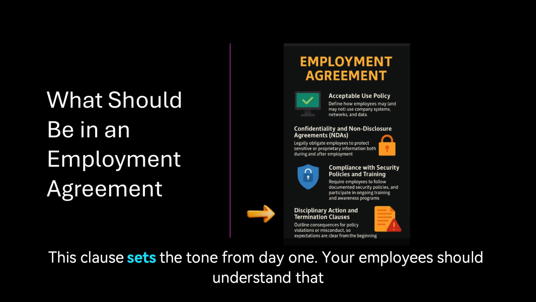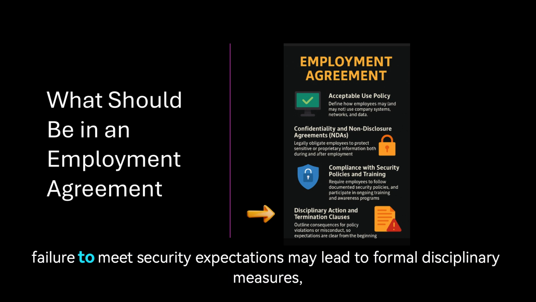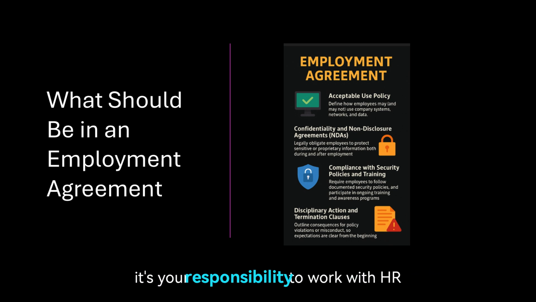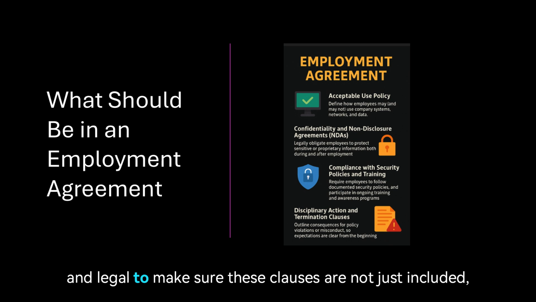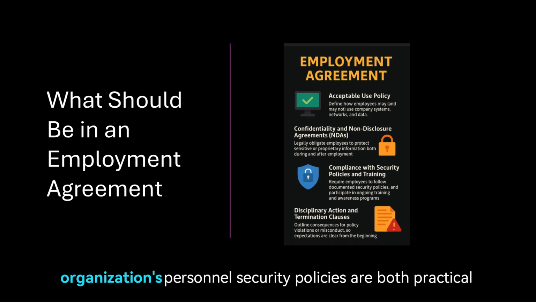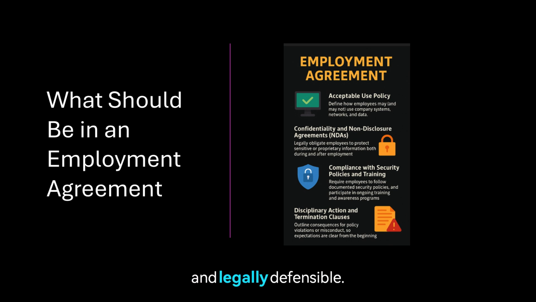Finally, add disciplinary action and termination clauses to clearly outline the consequences of policy violations or misconduct. This clause sets the tone from day one. Your employees should understand that failure to meet security expectations may lead to formal disciplinary measures, up to and including termination. As a security leader, it's your responsibility to work with HR and legal to make sure these clauses are not just included, but also up to date and enforceable. Your proactive involvement ensures the organization's personnel security policies are both practical and legally defensible.